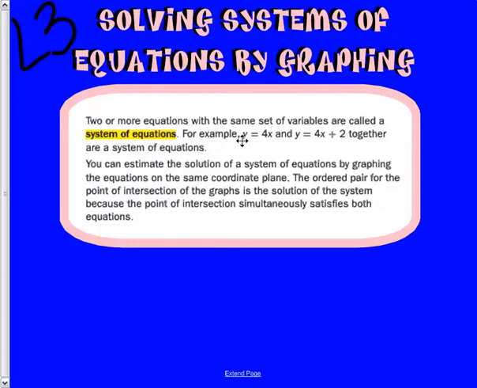There are two equations, like for example y equals 4x and y equals 4x plus 2, that together have a certain number of points, but one ordered pair, or the point of intersection, as we like to call it, is a solution for both equations because it's going to satisfy both equations. Okay, so let's look at what I mean by that.